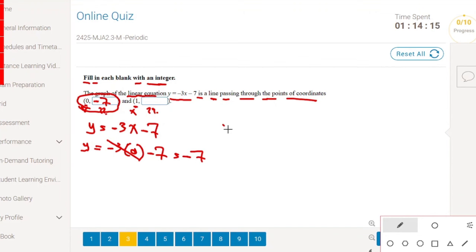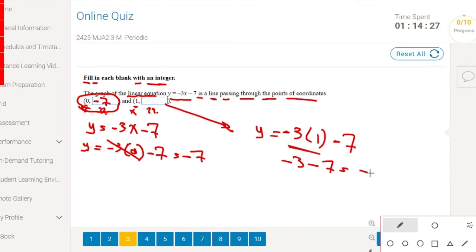Let's see the second point. So y will be equal to minus 3 multiply 1 minus 7. So here minus 3 minus 7 will be equal to minus 10. So the next point is (1, minus 10).